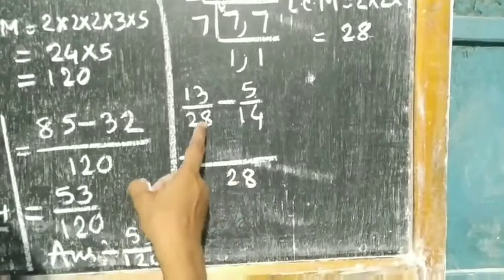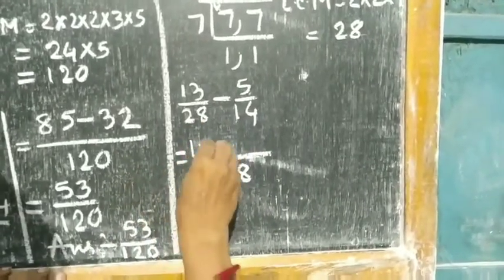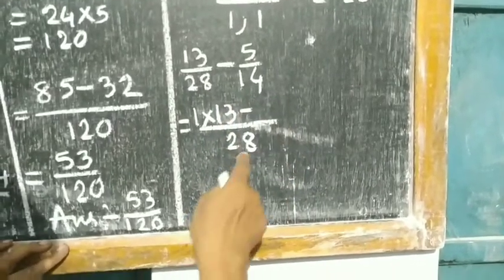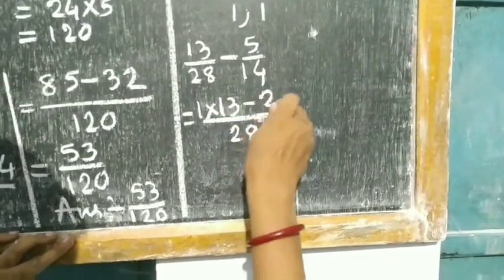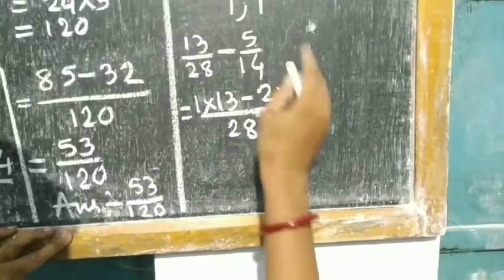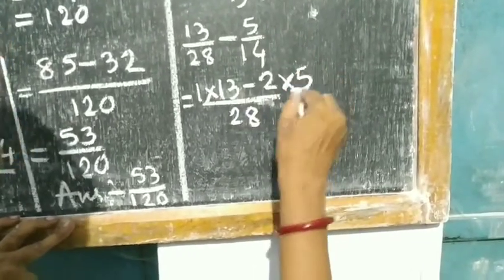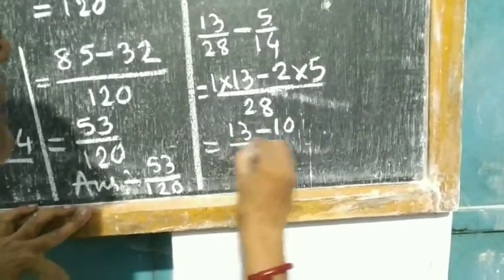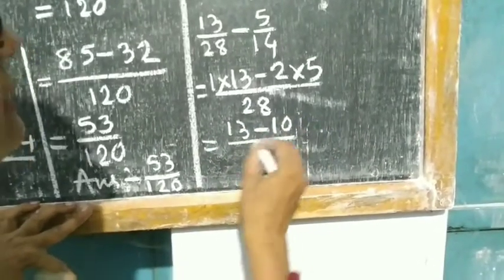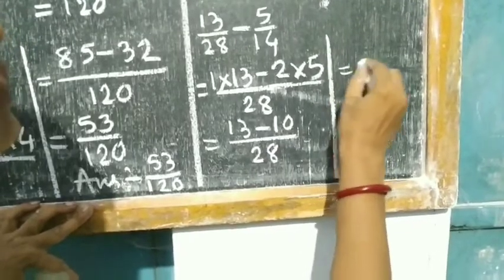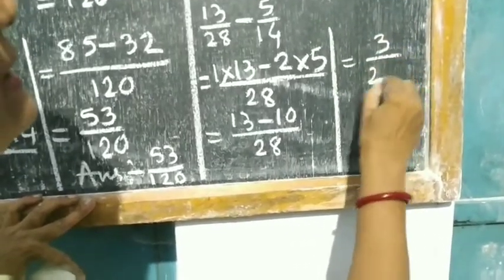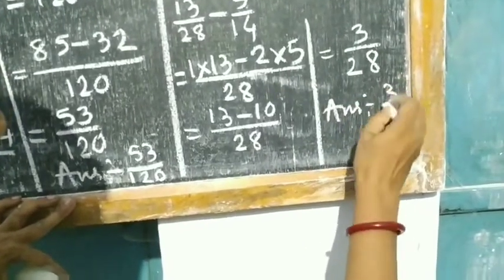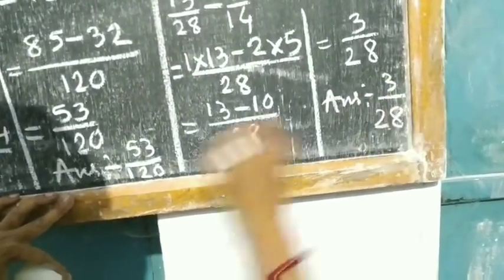Now you divide 28 by 28. It is coming 1 into 13 minus you divide 28 by 14. So it is coming 2 into, in the numerator 5 is written, write 5. So 13 minus 10 by 28. So 13 minus 10 is 3 by 28. So the answer is 3 by 28.